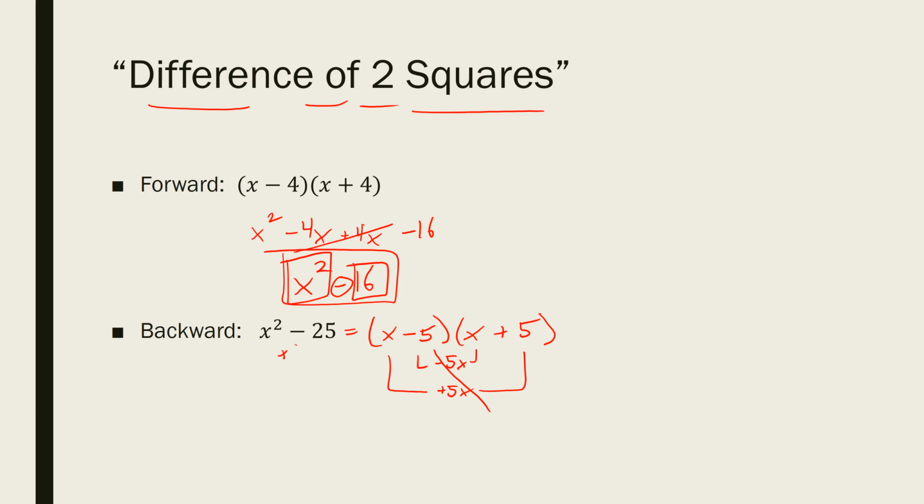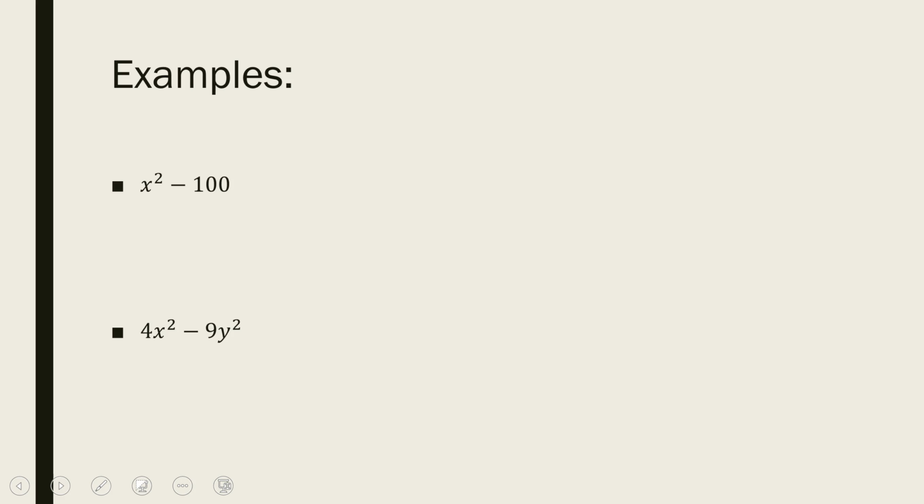Notice that there's no x term in the middle, so we can think of it as 0x. So if you try to find two numbers that multiply to negative 25 and add to 0, that will result in negative 5 and 5. So you can do it just like normal, but if you remember the pattern, you can do it in a jiffy. So let's take a look at two examples.